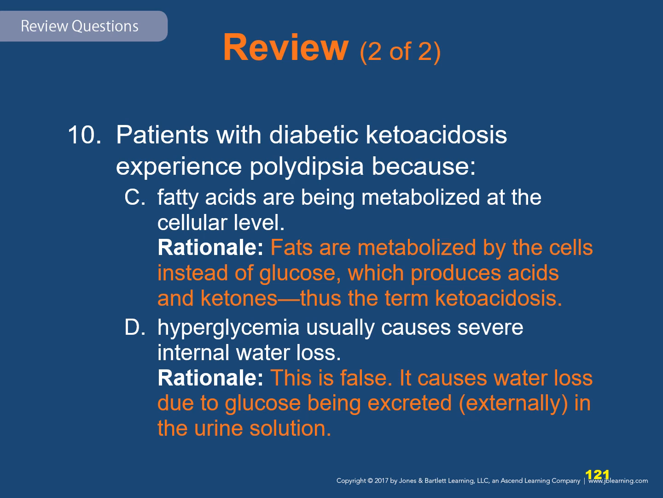And D, hyperglycemia usually causes severe internal water loss. That's totally false. I just explained to you what actually causes the water loss like 3 times in a row. So it causes water loss here also due to glucose being excreted and not metabolized at the cellular level. So that extra fluid goes out, and that's where they get the thirst from. This is not the definition of hyperglycemia.